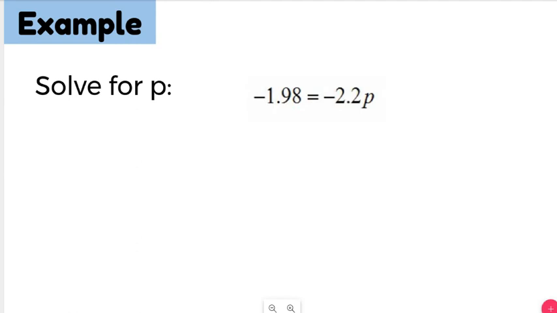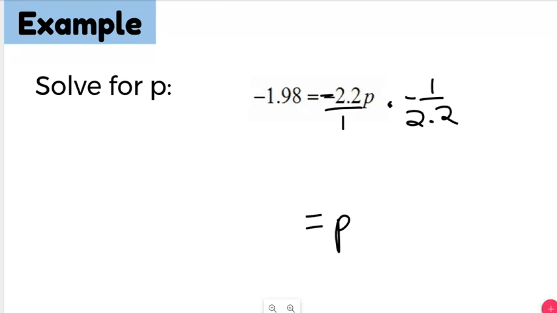So negative 1.98 equals negative 2.2 p. Again, let's go through our process. I don't need to simplify. Remember, our goal is to get p by itself. I have a number multiplied by p, so there's no addition to undo, but there's multiplication to undo.